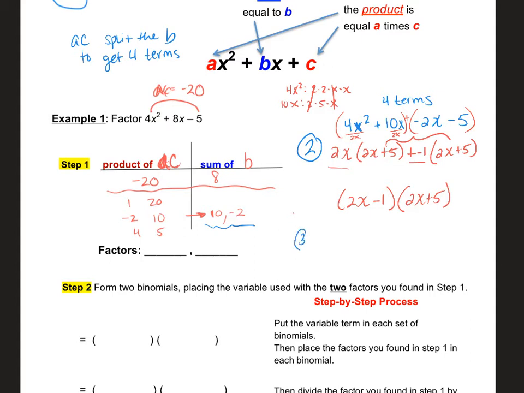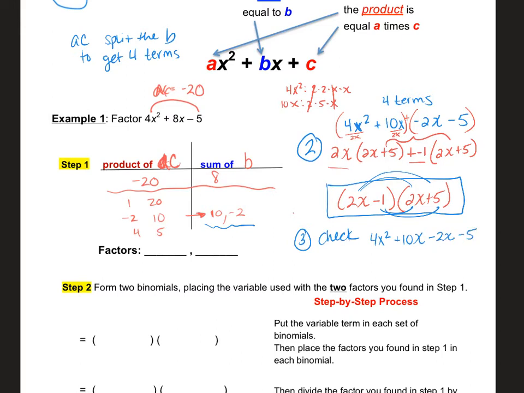And step 3 would be to check, actually. If we check this, you'll actually see why we do this process. So I'm going to go through and FOIL that to check. So this is my answer. I'm going to go ahead and just FOIL or distribute to check my work on that. So I would do 2x times both of those. So 2x times 2x is 4x squared. 2x times 5 is 10x. Remember, we multiply the coefficients, keep the base, add the exponents. And now I'm doing the -1 to both of these. So -1 times 2x is -2x, and -1 times 5 is -5.